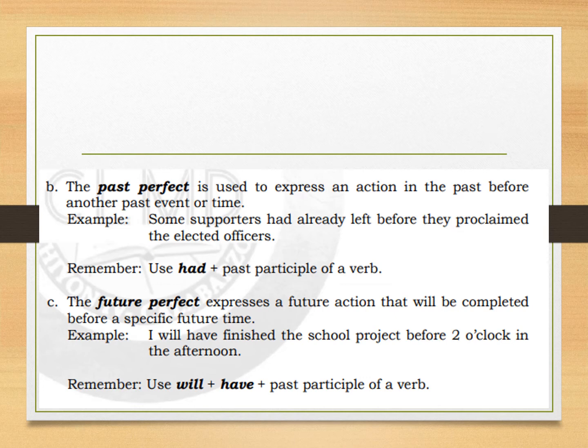Letter C, the future perfect expresses a future action that will be completed before a specific future time. Example, I will have finished the school project before 2 o'clock in the afternoon. So, we use will and have plus the past participle of the verb.